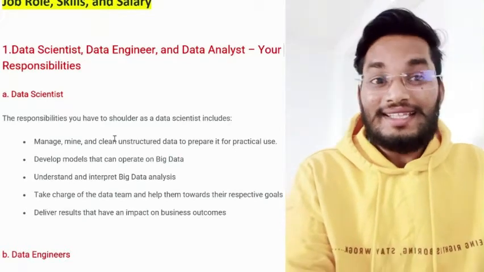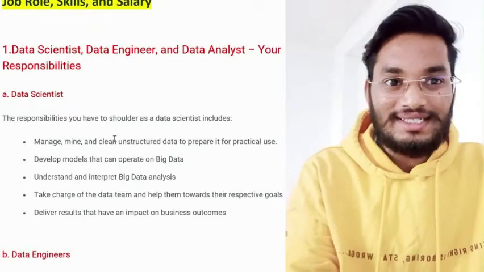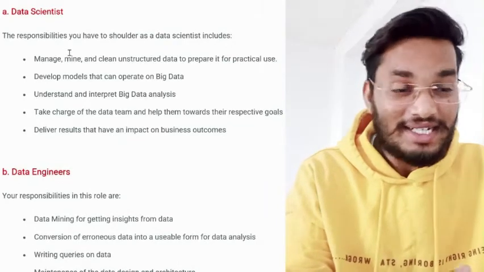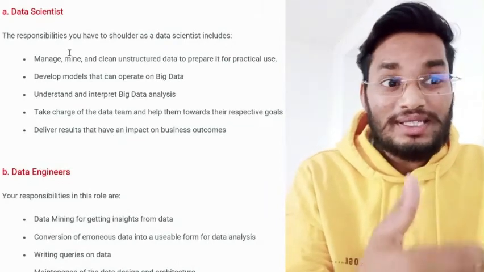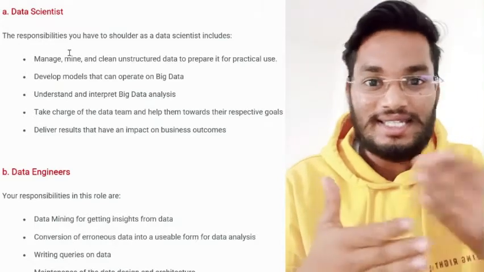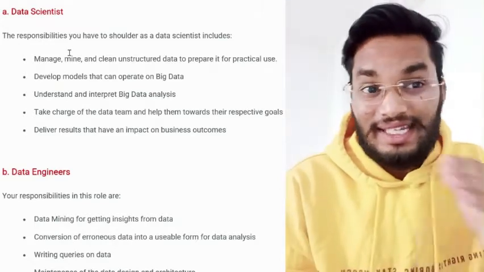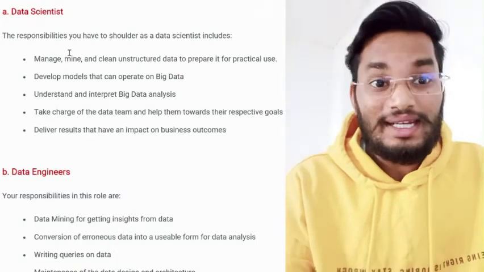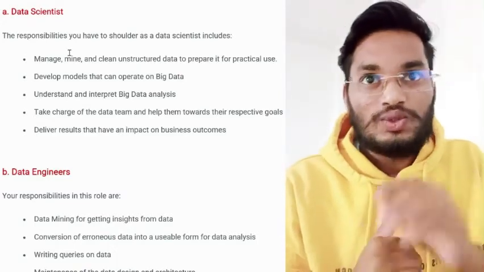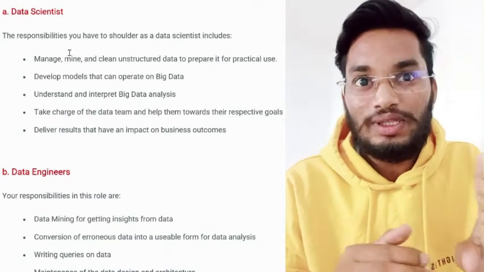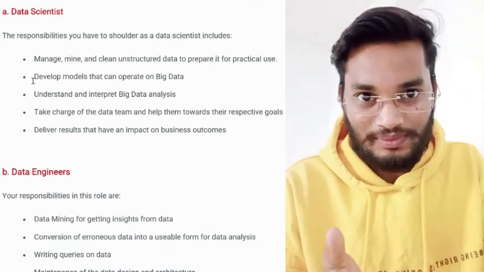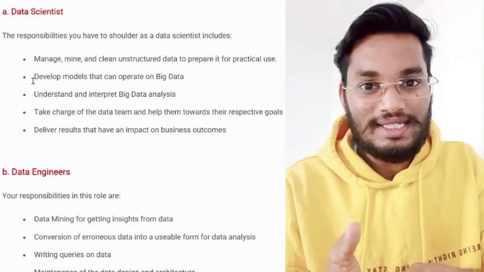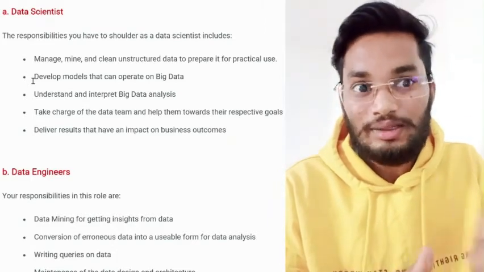In the data scientist's responsibilities, they manage, mine, and clean the unstructured data to prepare it for practical use as business insight, and they develop models that can operate on big data. So they don't develop the data, they develop the model which the data engineer and data analyst work on.